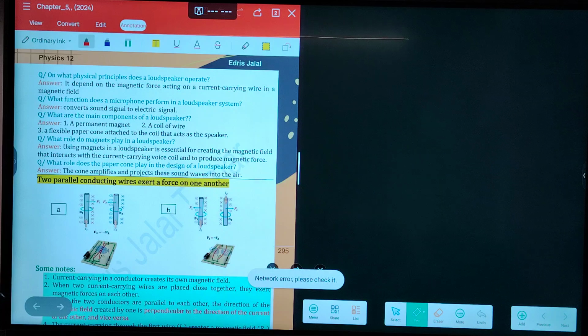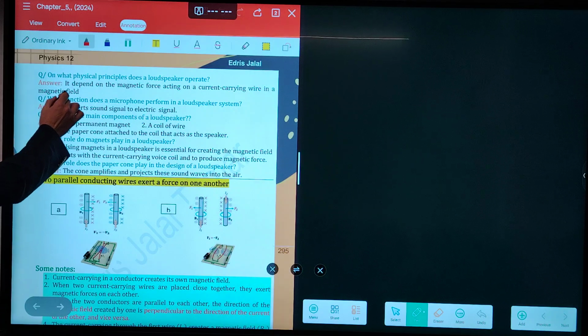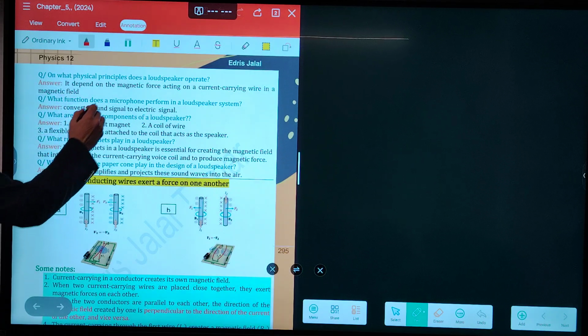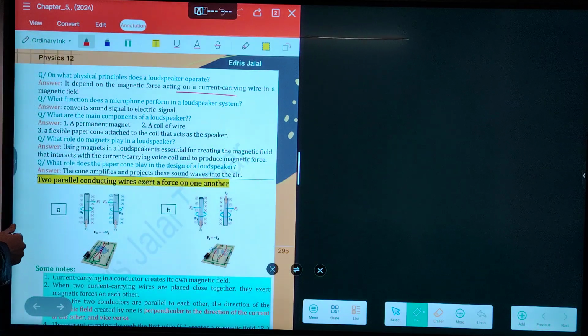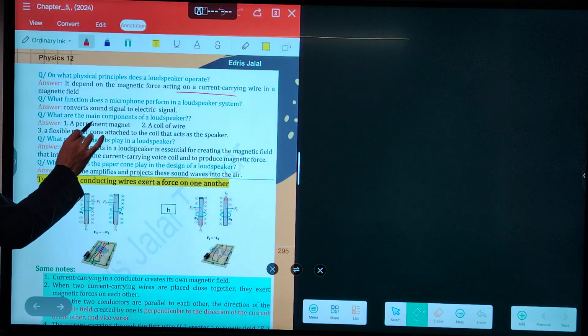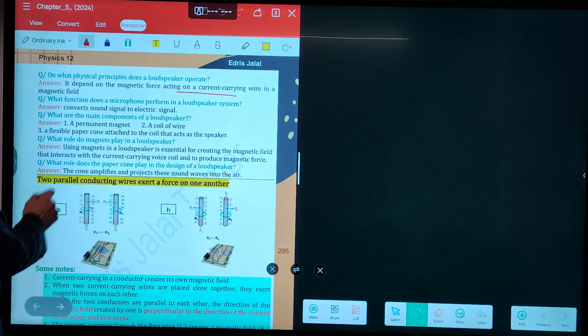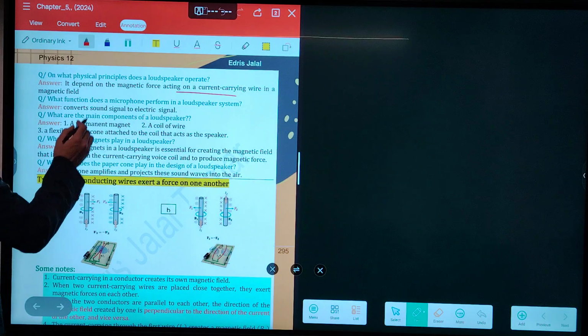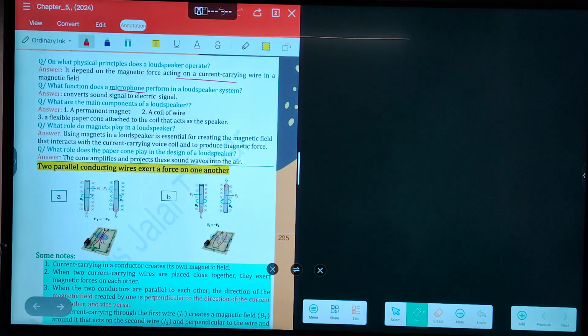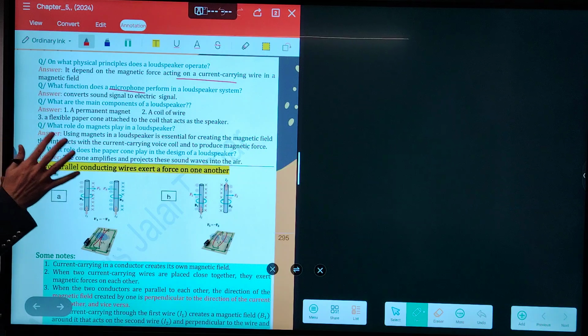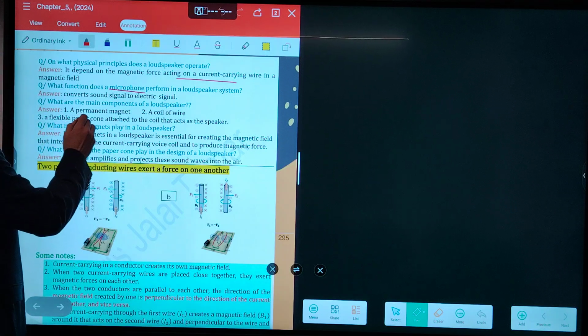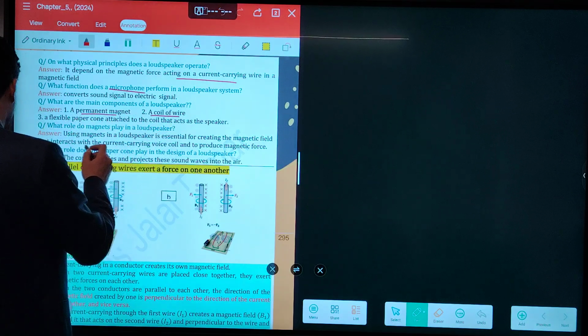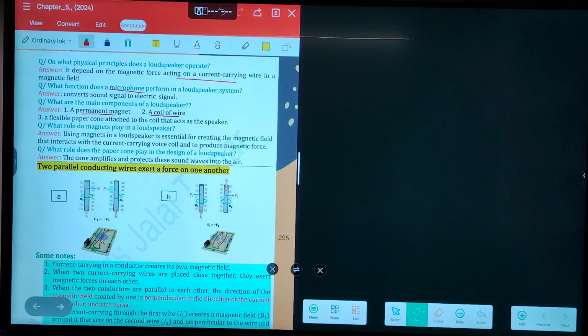On what physical principles does a loudspeaker operate? It depends on the magnetic force acting on a current carrying wire in a magnetic field. What function does a microphone perform in a loudspeaker system? It converts the sound signal into an electrical signal. So what are the main components of the loudspeaker? We have three main parts: a permanent magnet, a coil of wire, and a flexible paper cone attached to the coil that acts as the speaker.